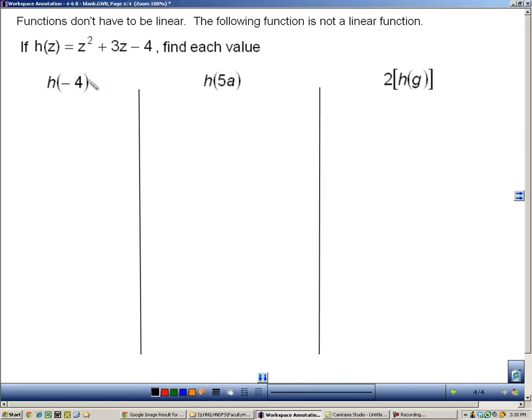Here's an example of using a function, but this time the function's not linear. It has a square on it, which you can't have if you're going to have a linear function. But that's okay. We still do exactly the same thing, this time with a little more complicated equation.